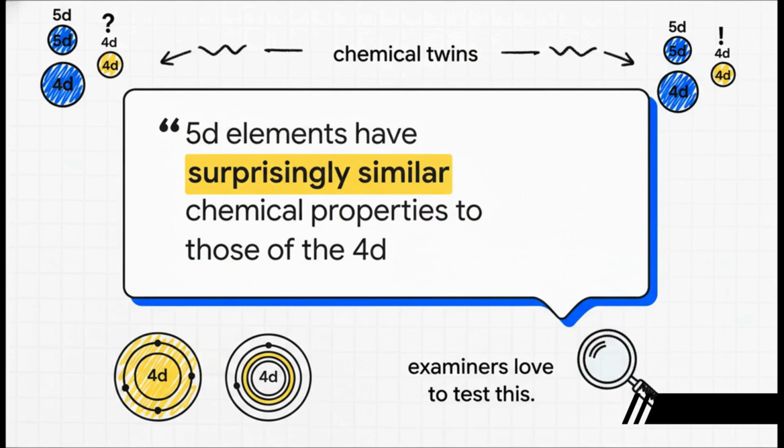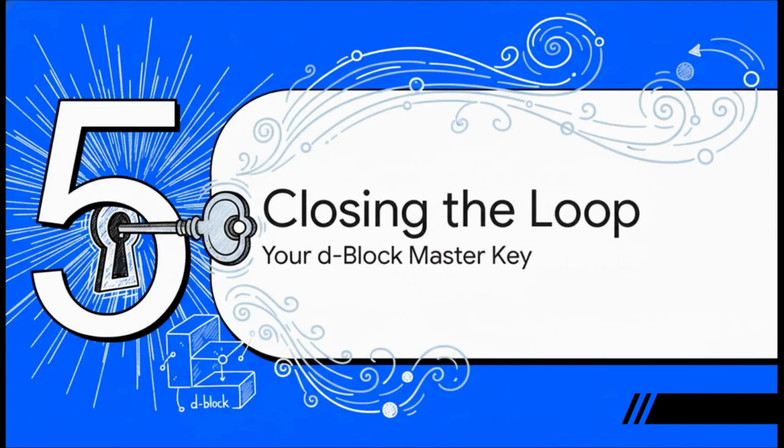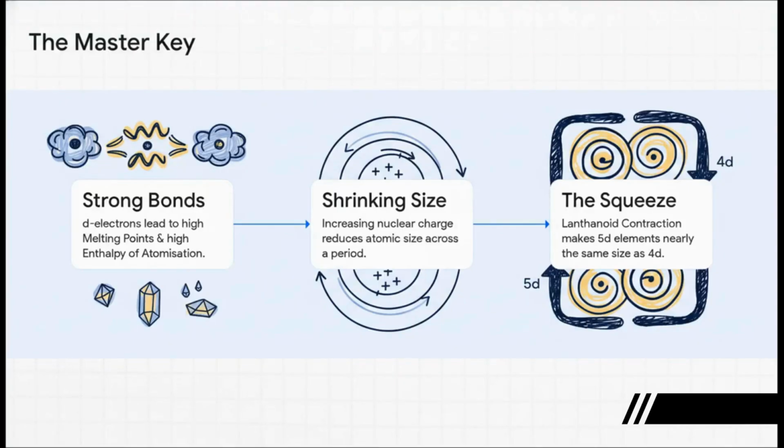This is a huge deal. It's why pairs like zirconium and hafnium are called chemical twins. Their properties are incredibly similar. And trust me, examiners absolutely love setting traps based on this idea. Okay, remember at the beginning I promised you a master key? We've just found all the pieces, so let's put it all together and see how this one idea unlocks the entire D block. And here it is.